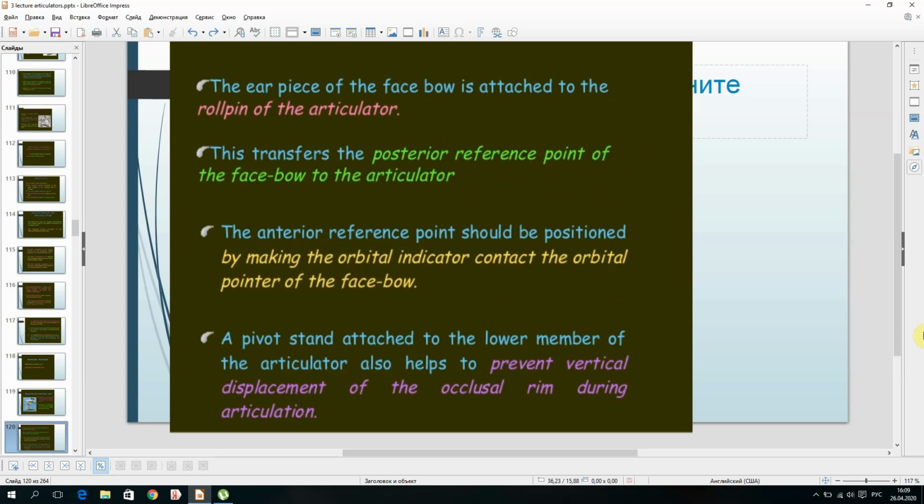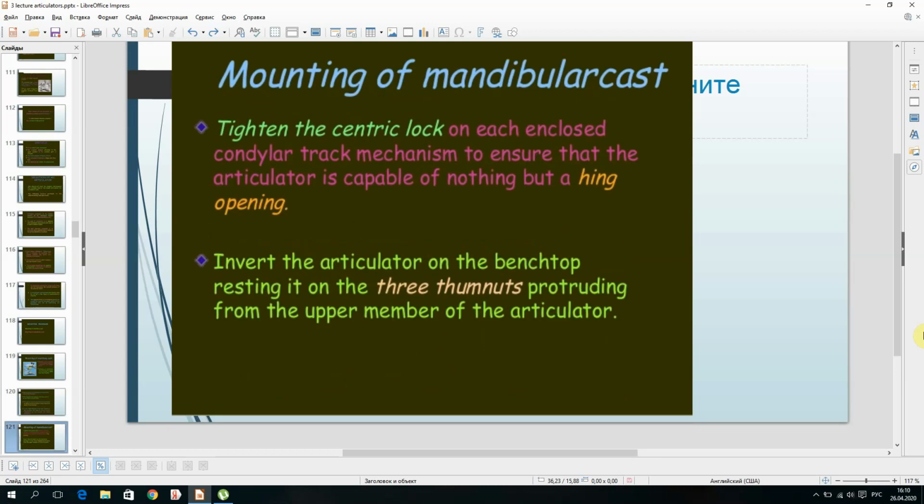The anterior reference point should be positioned by making the orbital indicator contact the orbital pointer of the face bow. The pivot stand attached to the lower member of the articulator also helps to prevent vertical displacement of the occlusal rim during articulation. Mounting of mandibular casts.